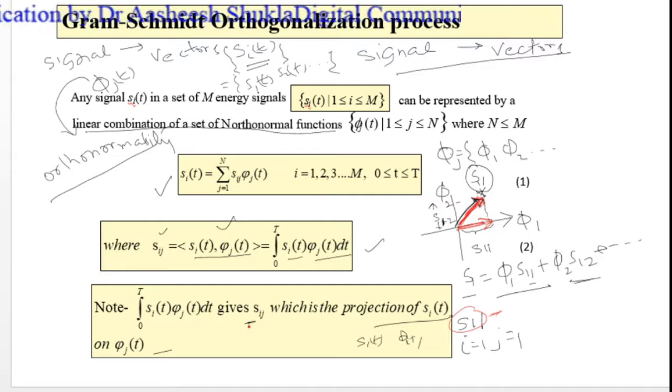Similarly, if you want to calculate, for example, i is equal to 1 and j is equal to 2, it means S12. S12 is the projection of S1 on phi 2(t). So this length is S12. This is the meaning of Sij, which is the inner product of Si(t) and phi j(t), or the integral from 0 to T of Si(t) phi j(t) dt. I hope you got the process.